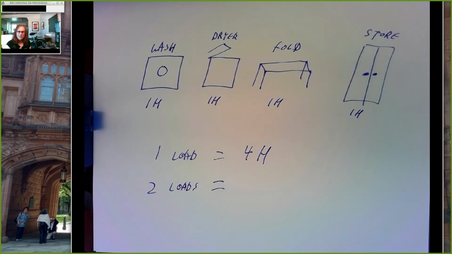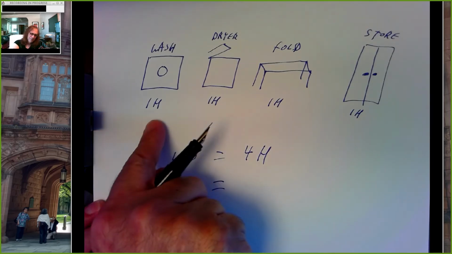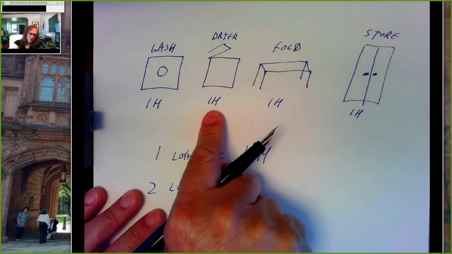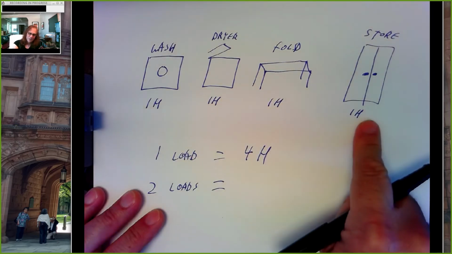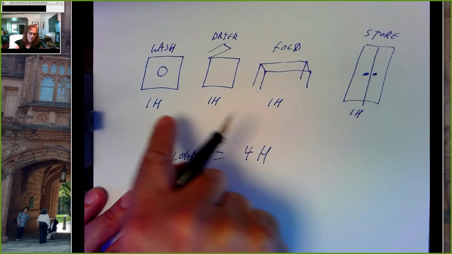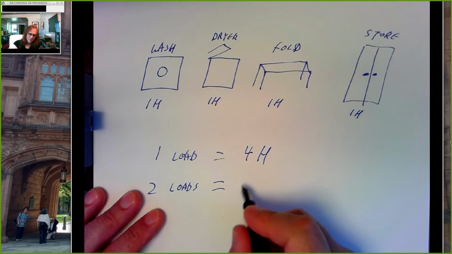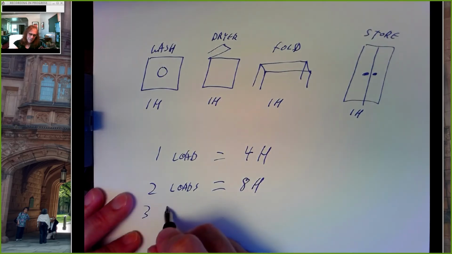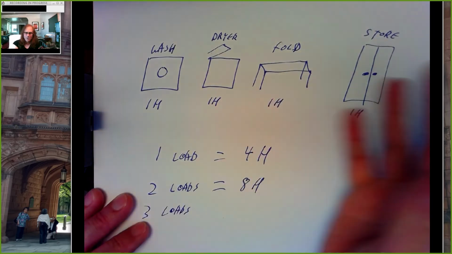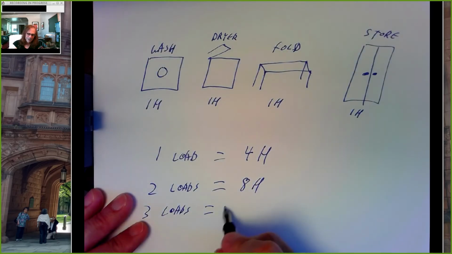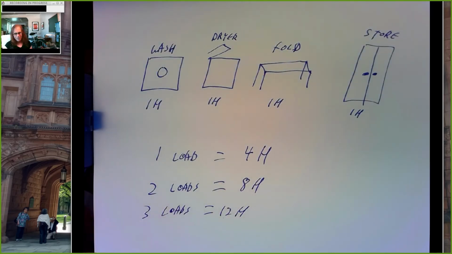If you've never taken a computer architecture course, and you haven't taken Engineering 270, you might try to do your 2 loads as follows. You take your first load. You put it in the wash, then you move it to the dryer, then you fold it, then you put it away, then you take your second load, you put it in the wash, put it in the dryer, you fold it, you put it away. 2 loads takes you 8 hours. 3 loads. While you do your 2 loads and then you do the third load, that's going to be 12 hours. All right? Can we be more efficient than that?